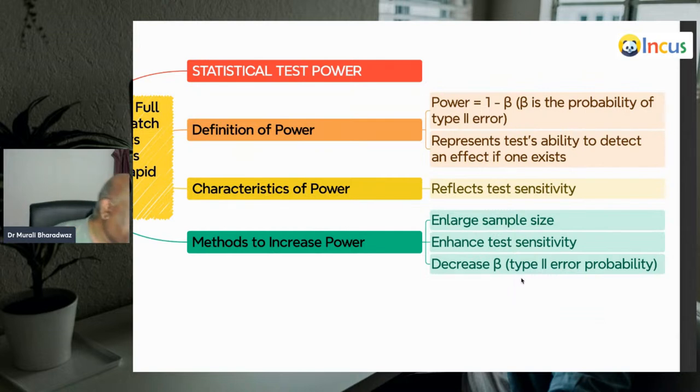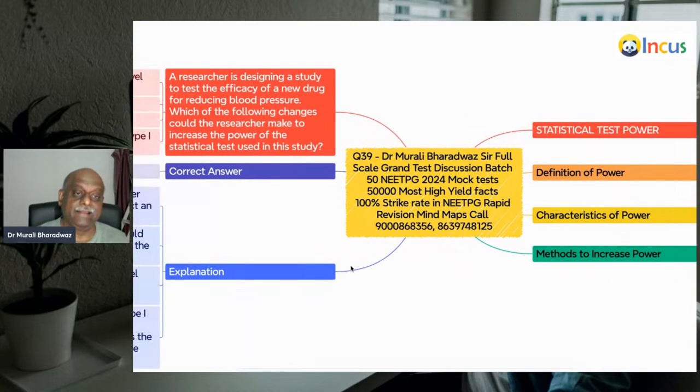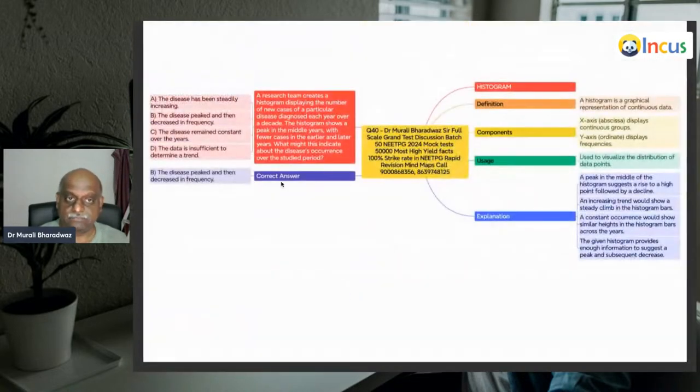How do you increase the power? Increase the sample size. Increase the test sensitivity which you are using. Decrease the beta, that is type 2 error probability, is what you need to remember.